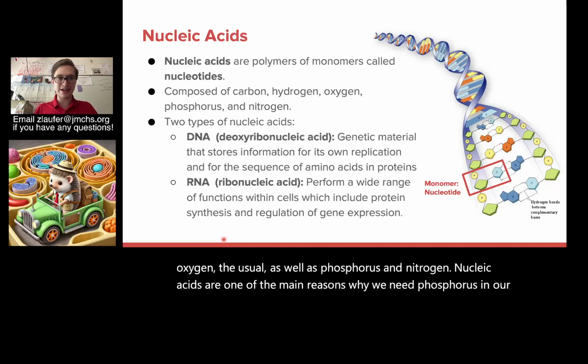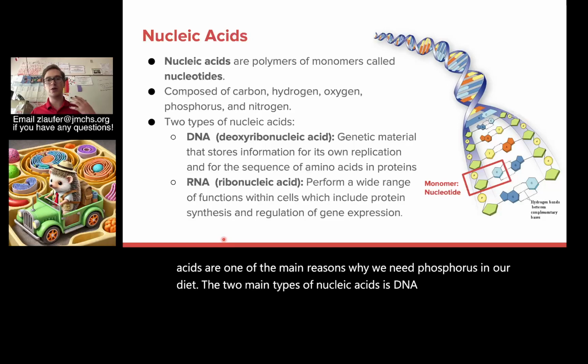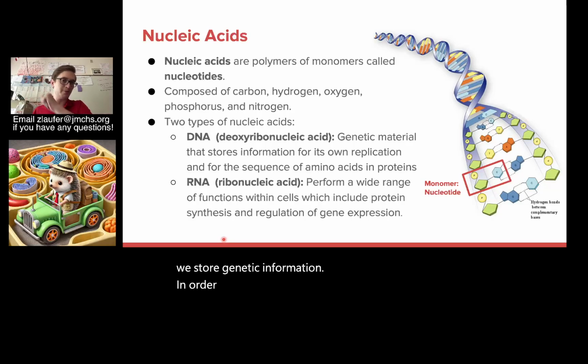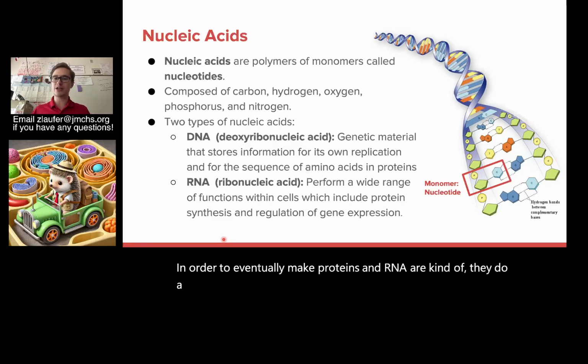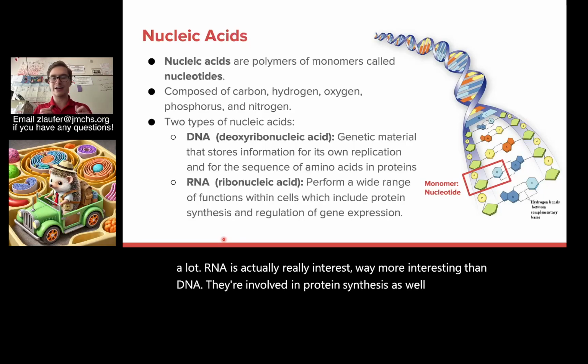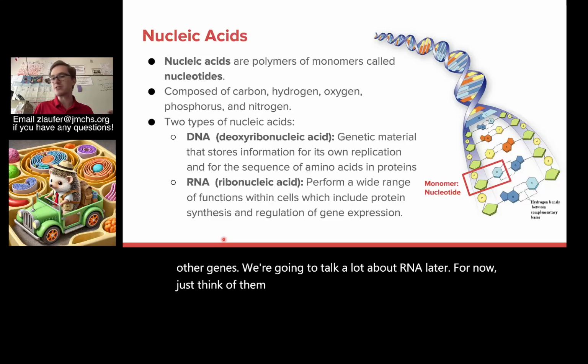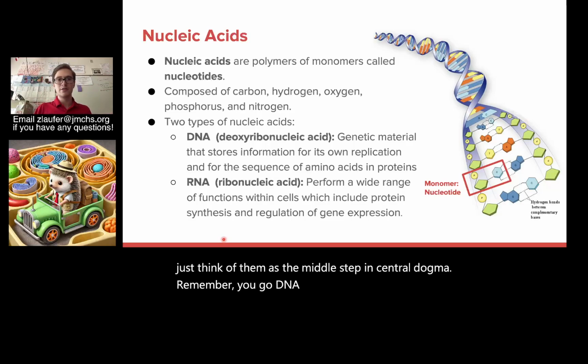The two main types of nucleic acids are DNA, which is the way we store genetic information in order to eventually make proteins, and RNA. RNA is actually way more interesting than DNA. It's involved in protein synthesis as well as regulating other genes. We're going to talk a lot about RNA later. For now, just think of it as the middle step in the central dogma. Remember, you go DNA, RNA, protein.